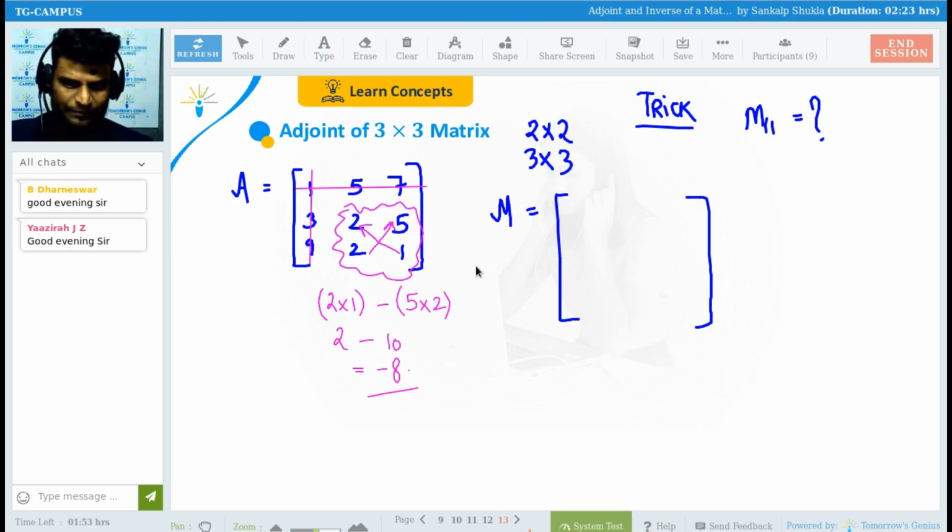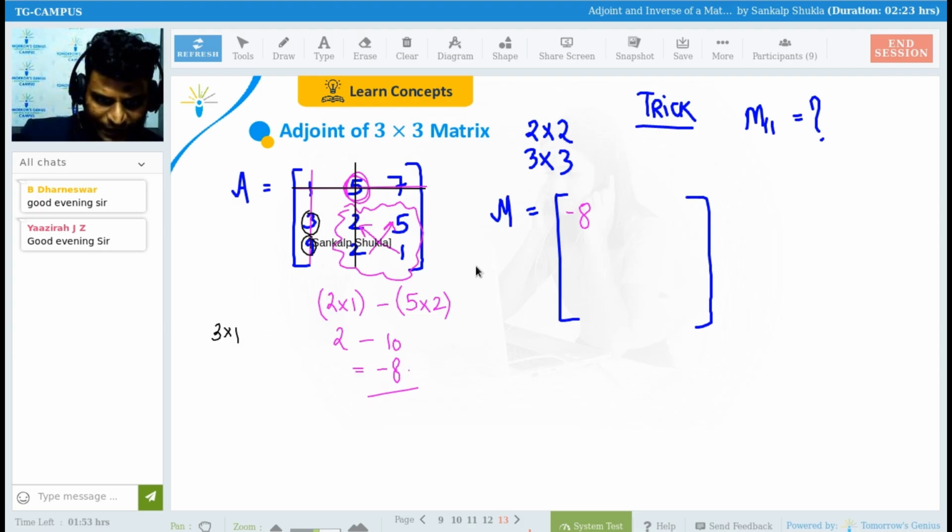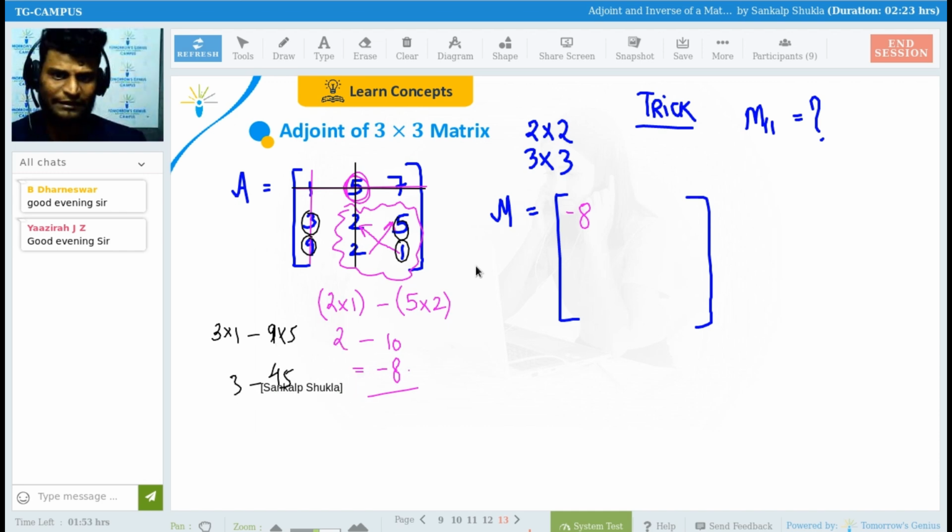Yes, sir. So this is the reason that the adjoint of a 3 cross 3 matrix takes time, because it takes so much time to find the minor matrix alone. We have minus 8. Now I have come to 5. Again I'll cross this line and cross this line. So 3, 5, 9 and 1 are the 4 elements remaining. So it is 3 into 1 minus 9 into 5. That is 3 minus 45, which is minus 42.